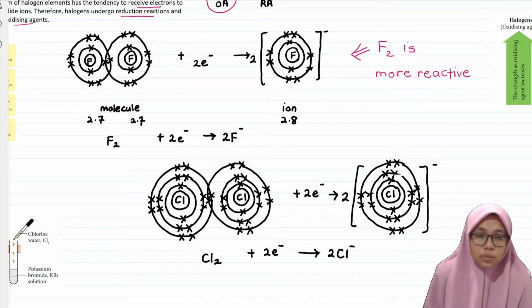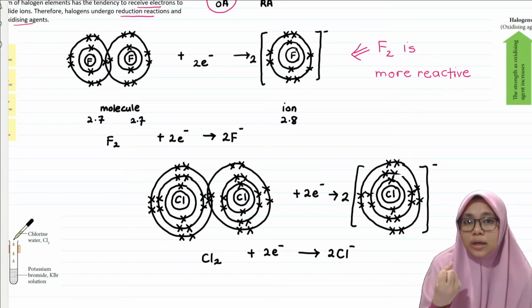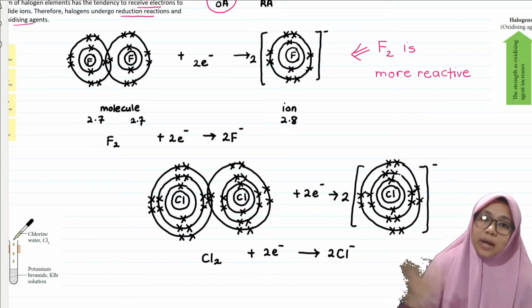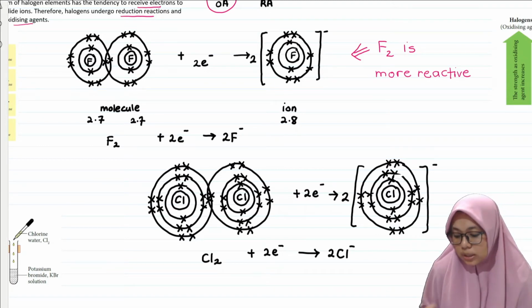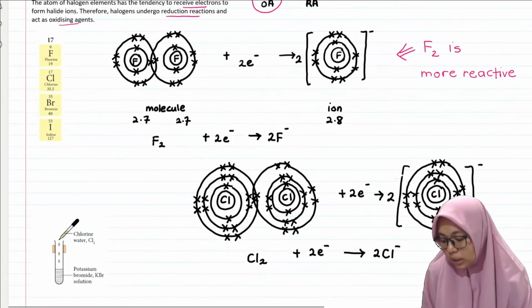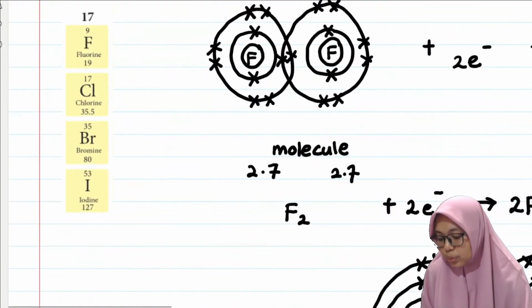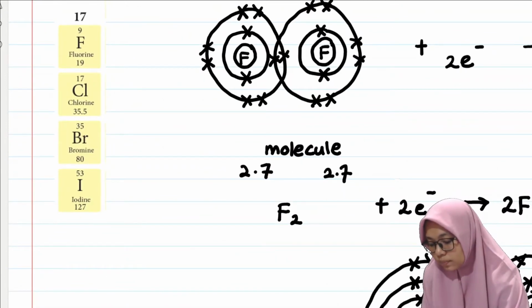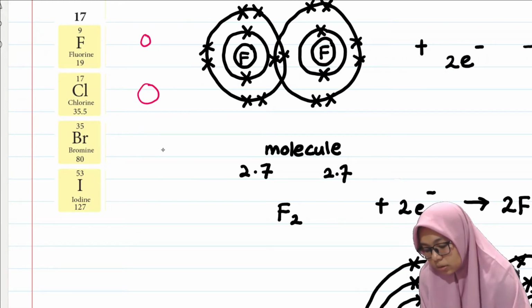Why is fluorine more reactive? Because fluorine is smaller. So the ability of the atom to attract another electron from another element is higher compared to the chlorine atom. So going down the group, as we already learned during your Form 4, you know that going down the group, the size of the atom increases.